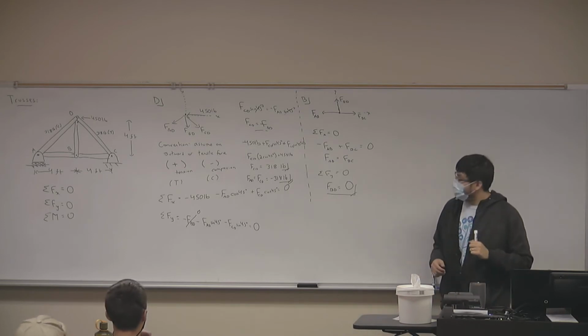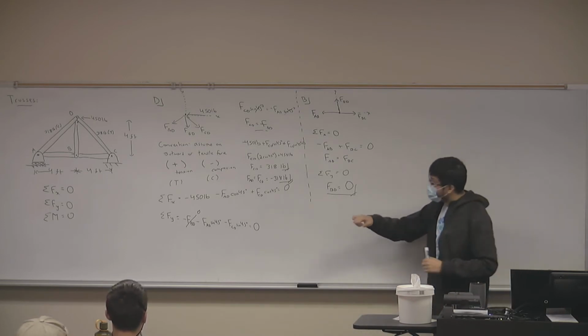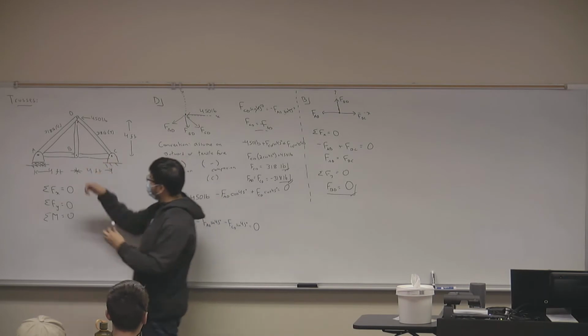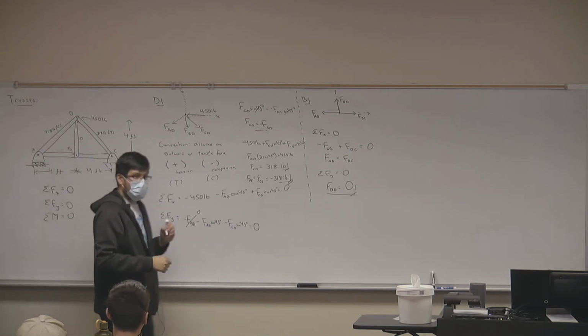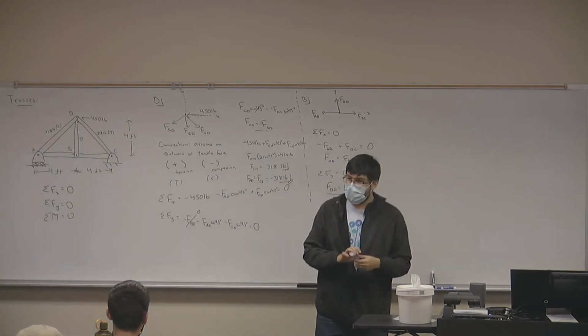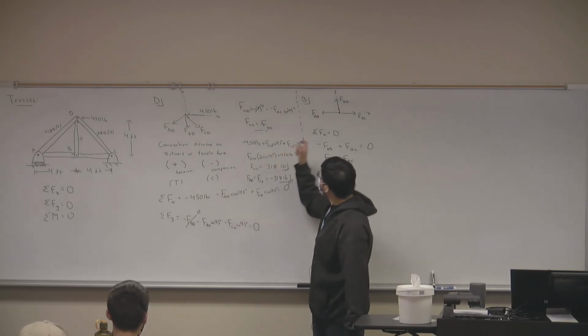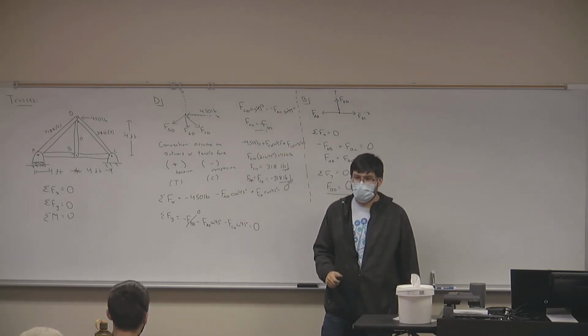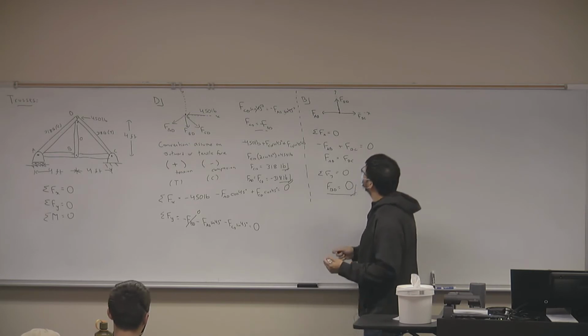Good. So look at that. We found 1, 2, 3 forces in 3 trusses just by looking at 2 joints. Not bad. We looked at 2 joints, we found 3 forces. What's next?